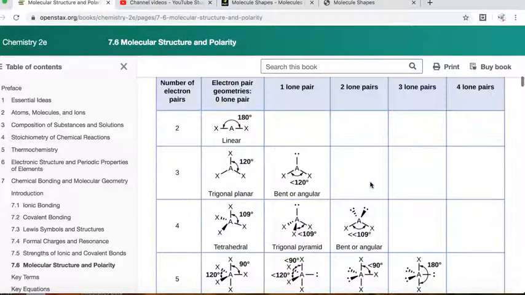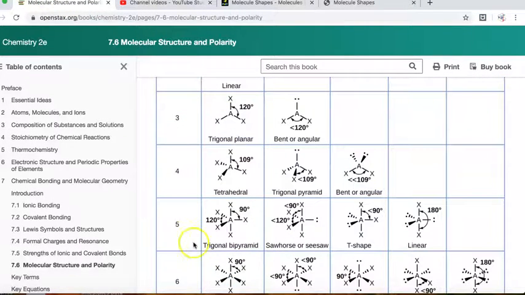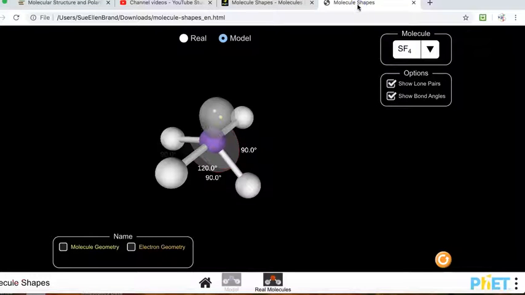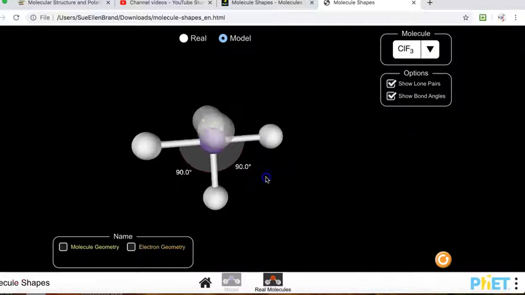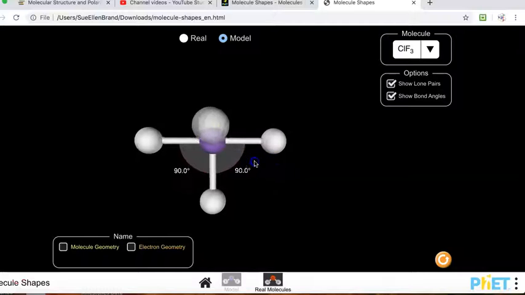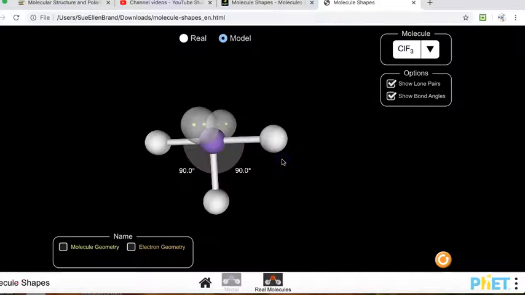All right. The next one here we have is T-shaped. So T-shaped is like ClF3. So here again we have 5 electron pairs, but its molecular geometry is T-shaped. It looks literally like the letter T. Okay, 90 degrees as the bonding angles, with two sets of lone pairs.